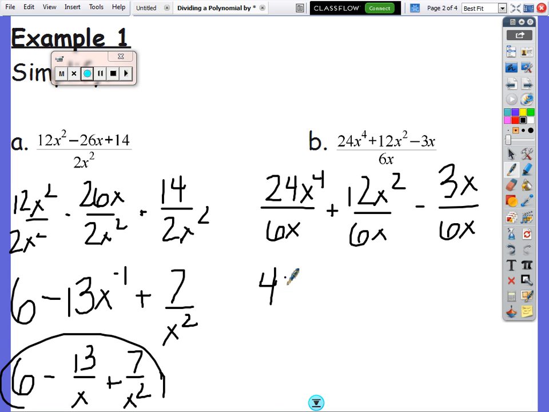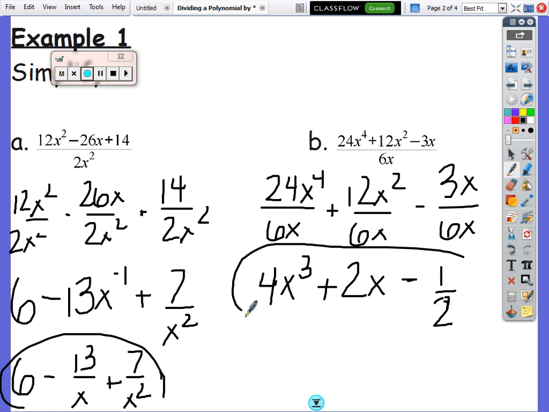4 minus 1 is going to be 3, so I'm going to have 4x cubed plus 12 divided by 6 is 2. When I subtract my exponents, I'm going to get x, because 2 minus 1 is 1, minus 3 divided by 6 is going to be 1/2. And then when I subtract my exponents, I am going to get 0. So you do not write an x. You just leave it as 1/2 because you do not write x to the 0 power.